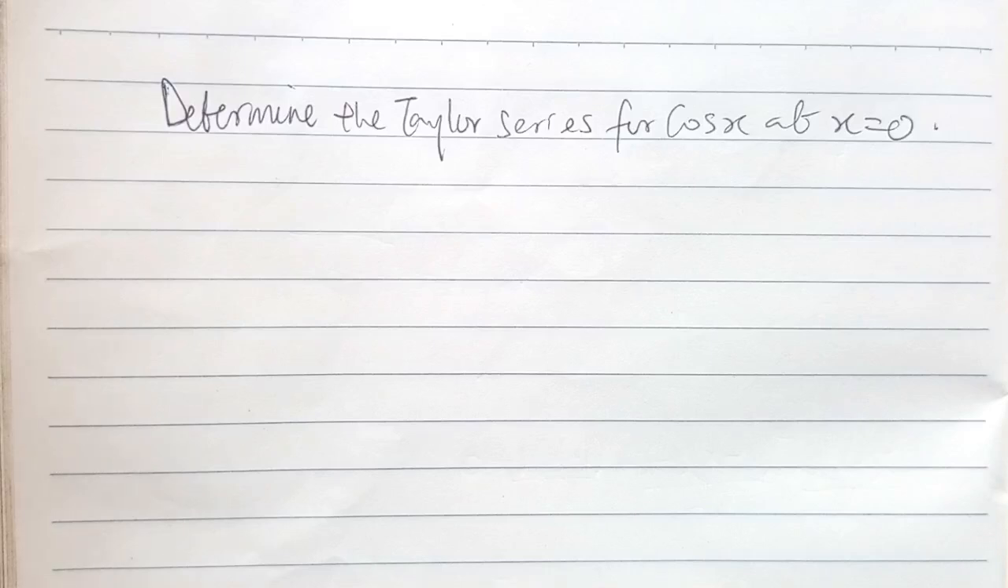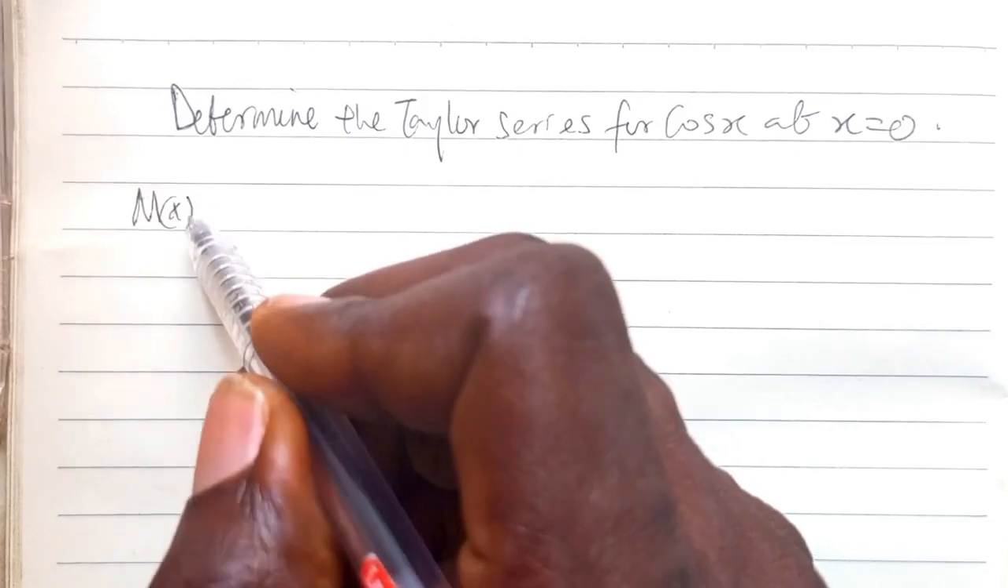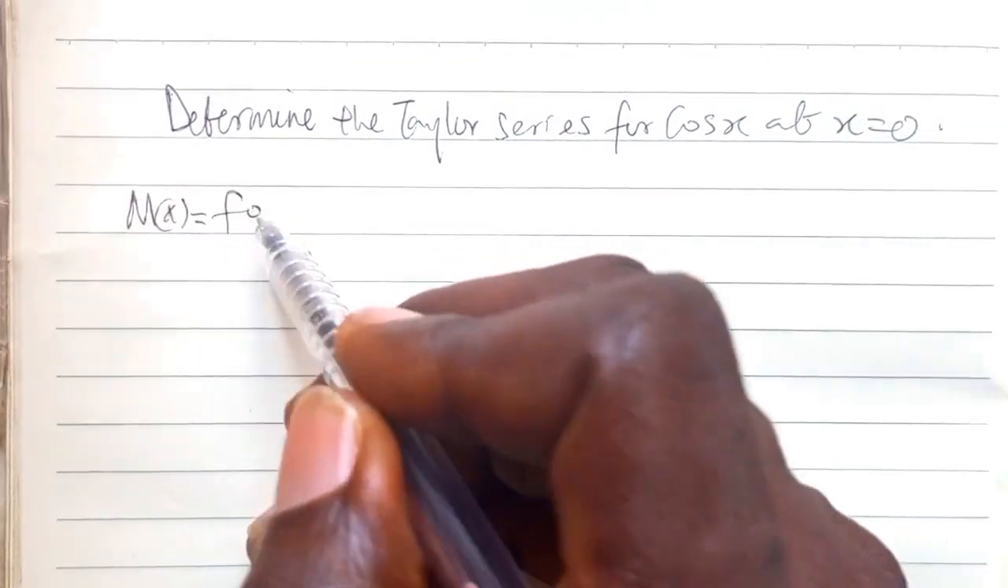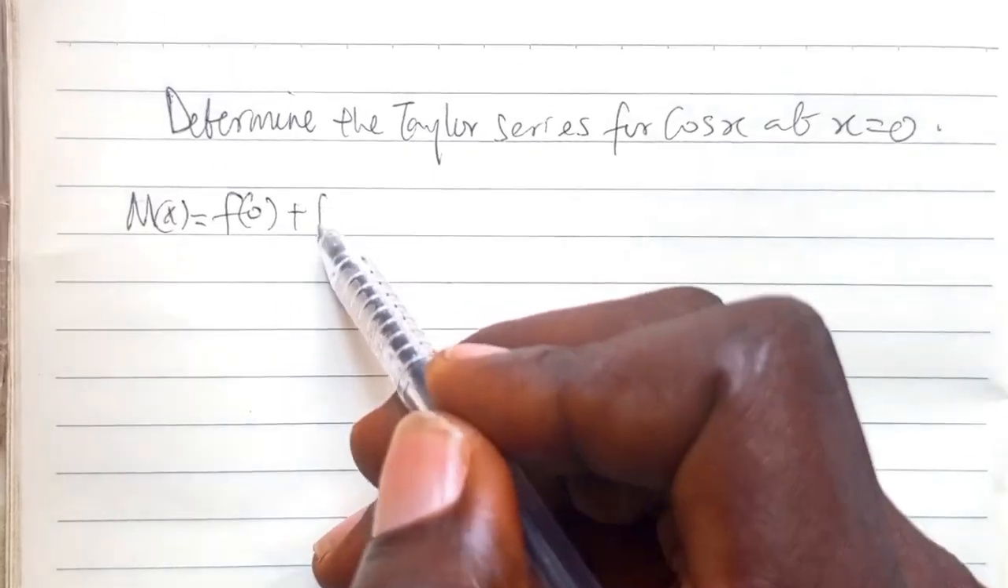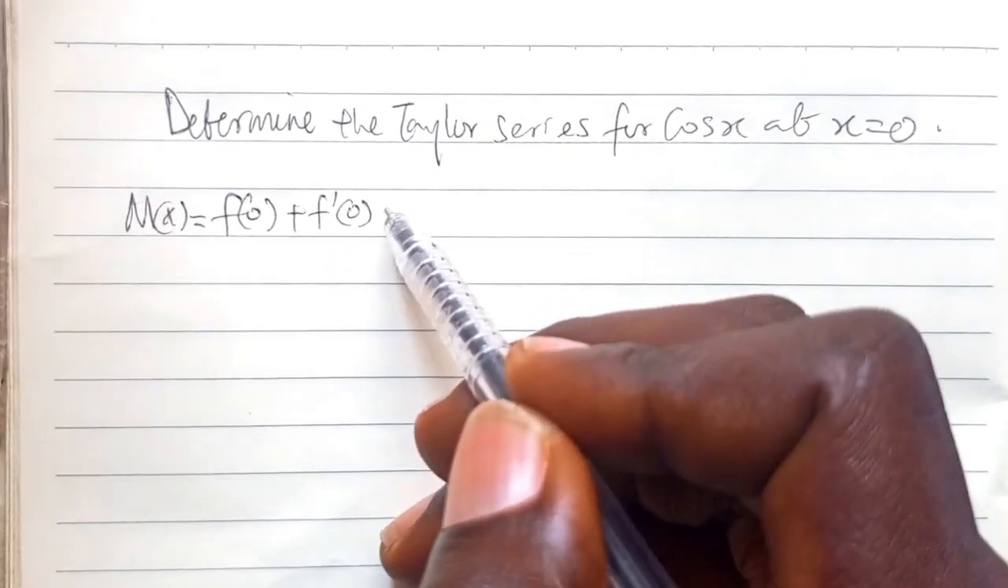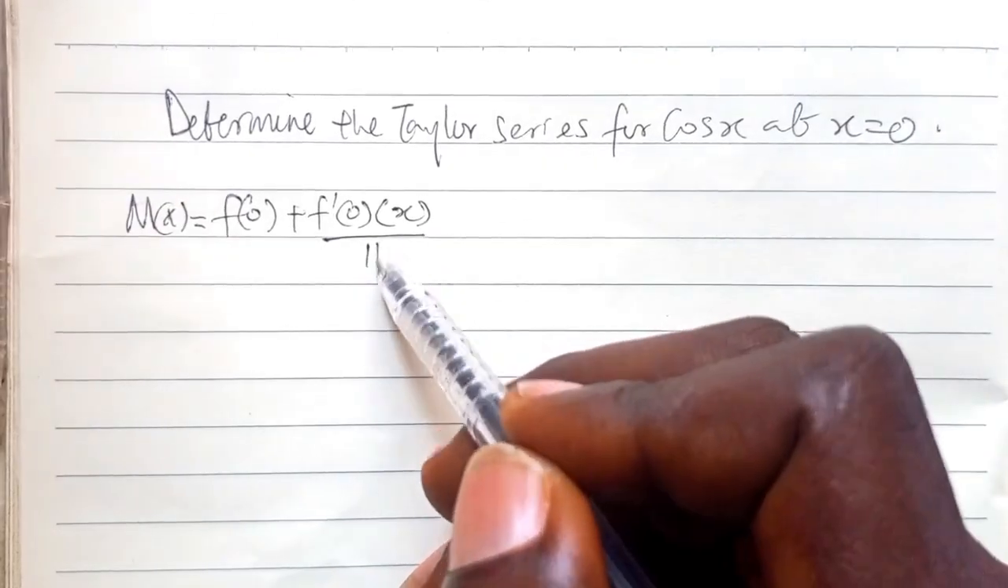Now for this next one, we have to find the Taylor series for cos x at a equals 0. This is the Maclaurin series, okay? Now just do it like this. You're going to have f of 0, everything should be f of 0, so f of 0 we start with. Plus you're going to have f prime of 0, then x divided by 1 factorial.